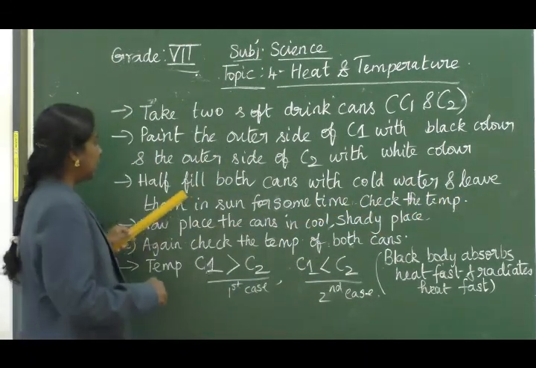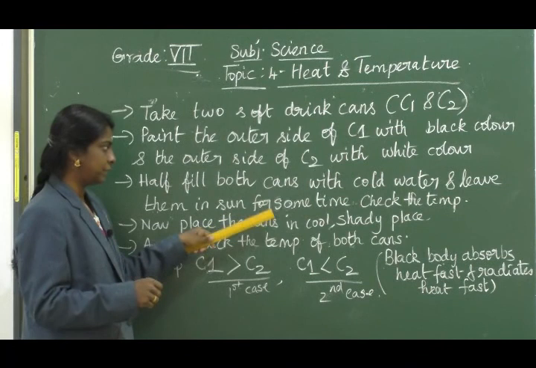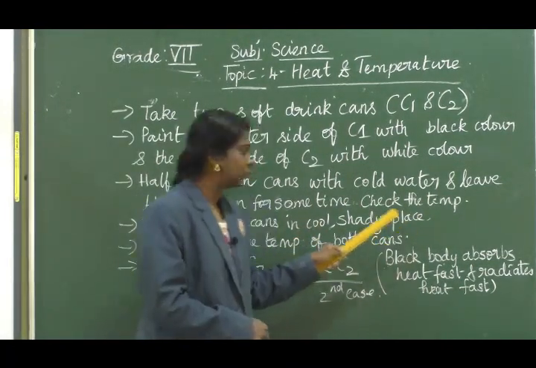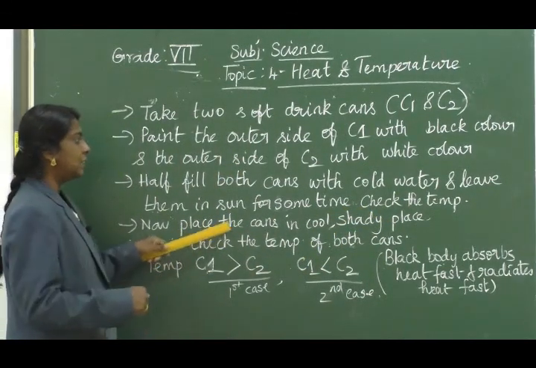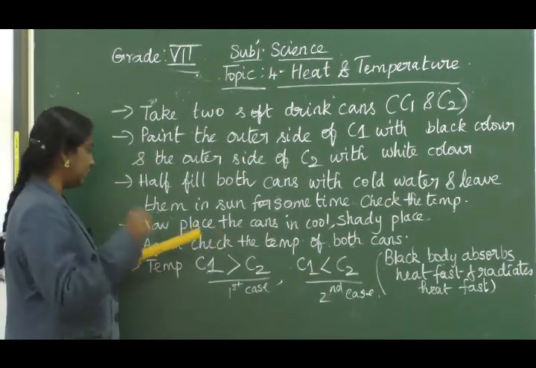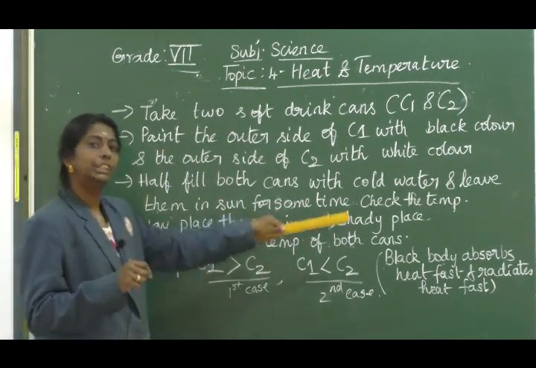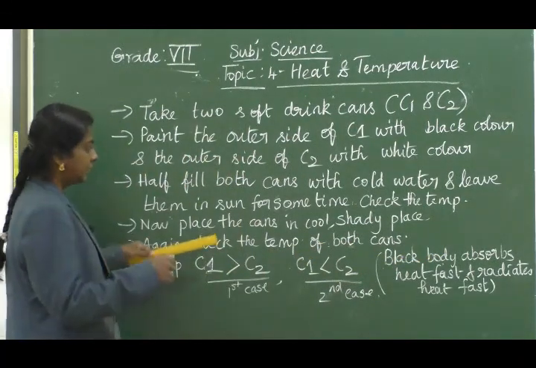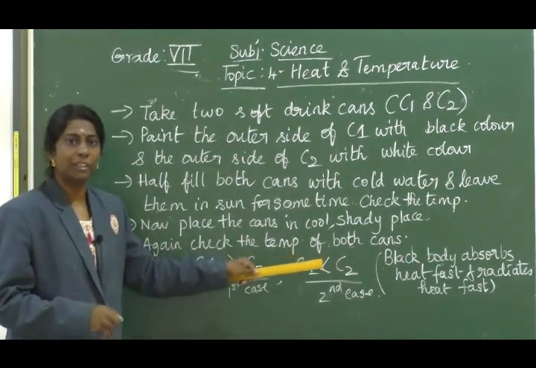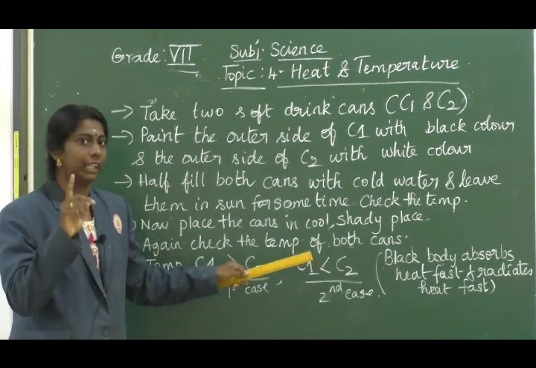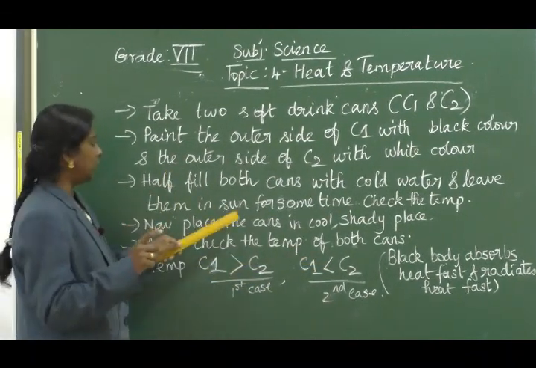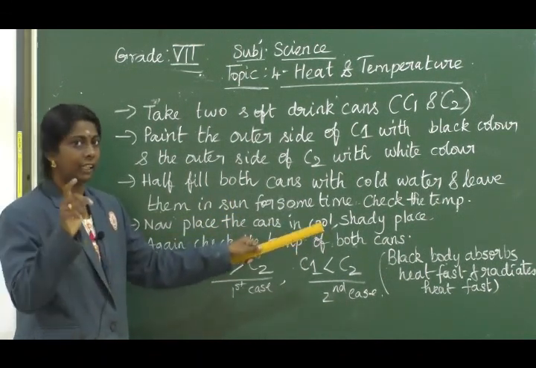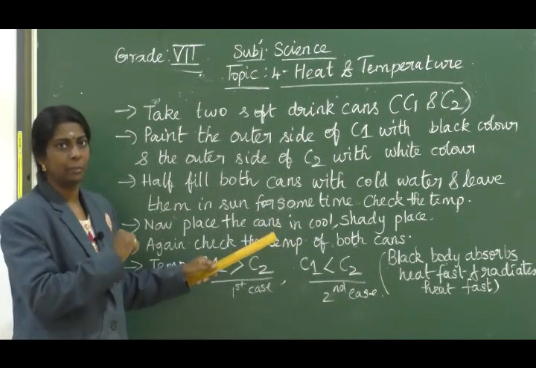Then place them in the sun for some time. Then check the temperature with the help of a thermometer. After you have checked, place the cans in a cool shady place. Then again check the temperature of both the cans with the help of a thermometer. So you will be getting two readings: one after keeping them in the sun, and another after placing them in a cool and shady place. So we will have two sets of readings.